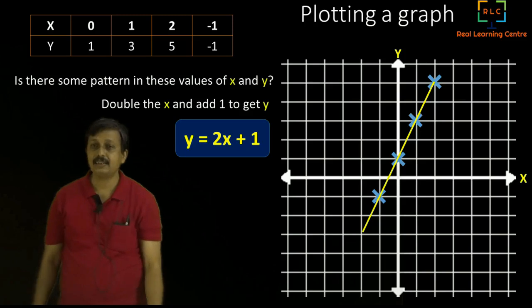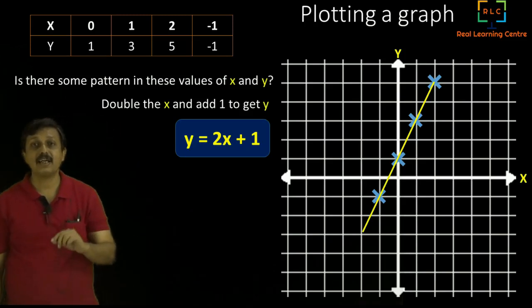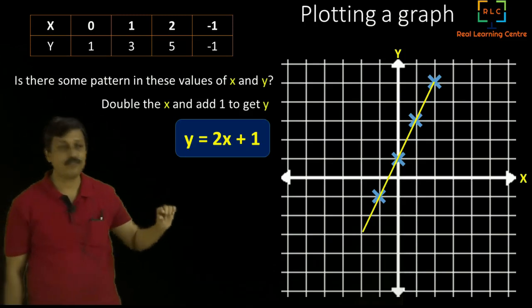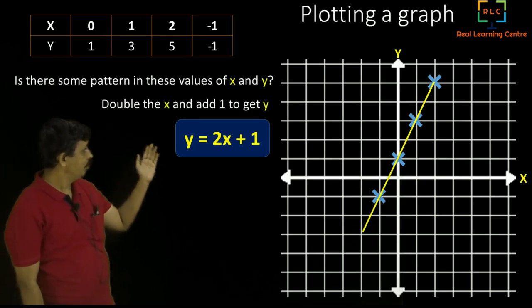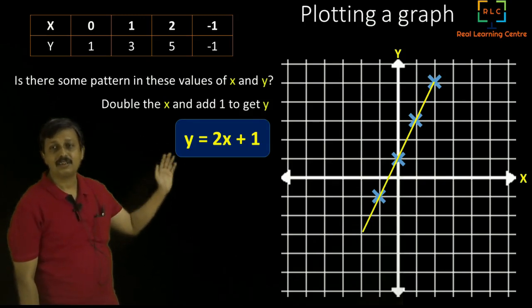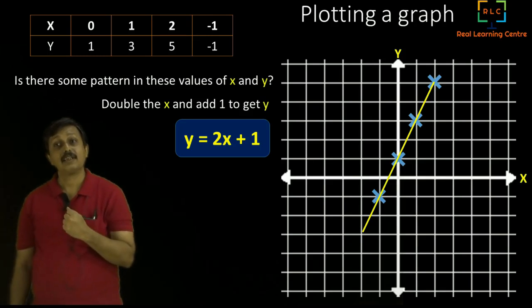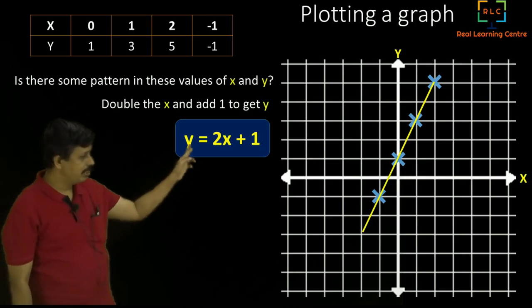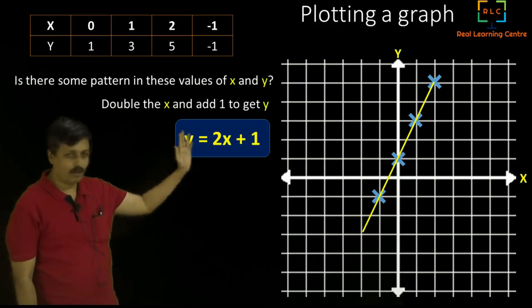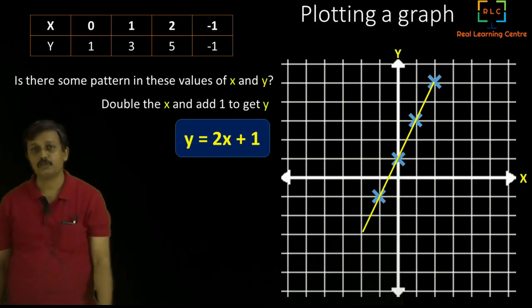and we can express that relationship as a mathematical equation. We call it y is equal to 2x plus 1. That is the equation: y is equal to 2x plus 1. That's what we are saying here. 2 into x means double the x, plus 1. That's all. 2x plus 1.